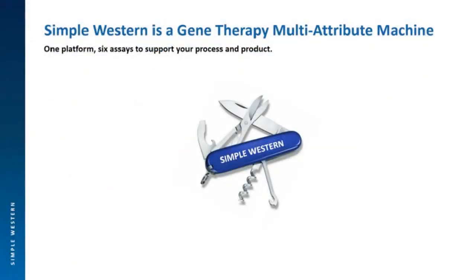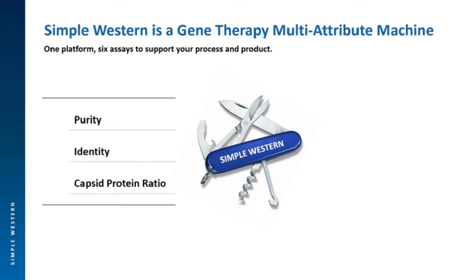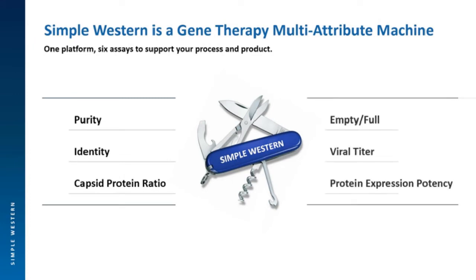Simple Western can be thought of as a gene therapy multi-attribute machine and provides 6 assays on one platform. These assays are purity, identity, and capsid protein ratio, empty full status, physical viral titer, and protein expression potency. Of even further benefit is the fact that many of these attributes can be measured in a single run. Let's briefly look at 2 examples.